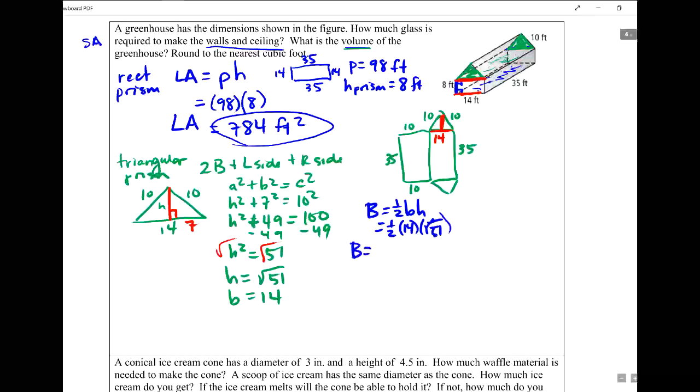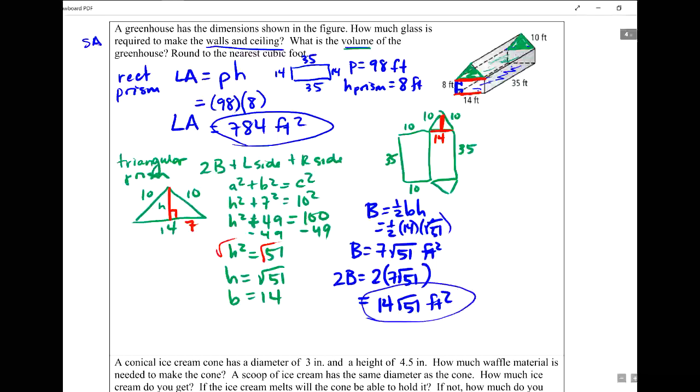Okay, so the area of the base is 7 square root 51 feet squared, and we need 2 of those, so 2 times the base is 2 times 7 square root 51, so that equals 14 square root 51 feet squared. Right, there's my front and my back. And now all I need to do are my 2 rectangles here.